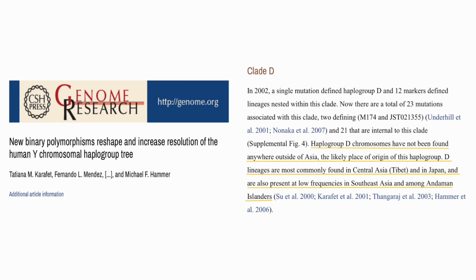According to the paper titled "New Binary Polymorphisms Reshape and Increase Resolution of the Human Y Chromosomal Haplogroup Tree," it reads, haplogroup D chromosomes have not been found anywhere outside of Asia. The likely place of origin of this haplogroup D lineage is Asia. They are most commonly found in Central Asia, Tibet, and Japan, and are also present at low frequencies in Southeast Asia and among Andaman Islanders.